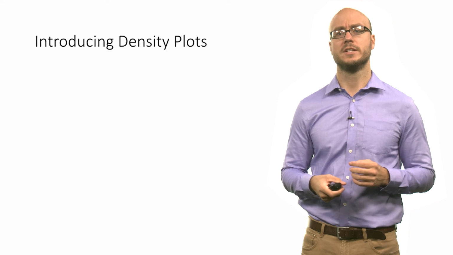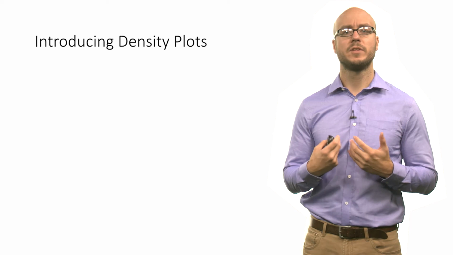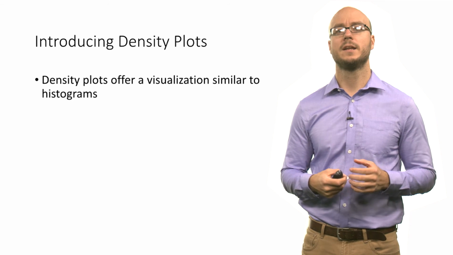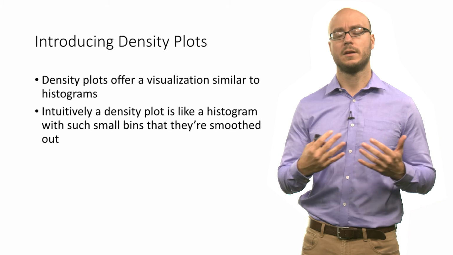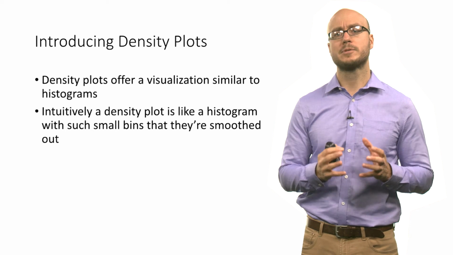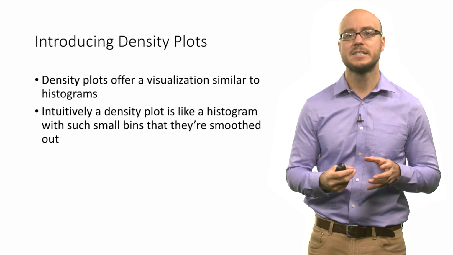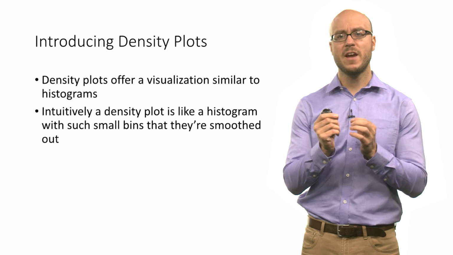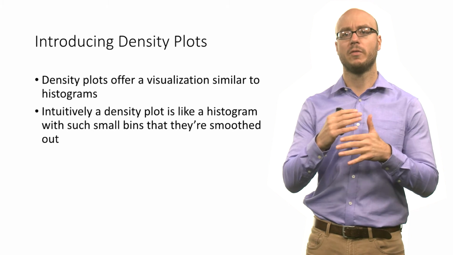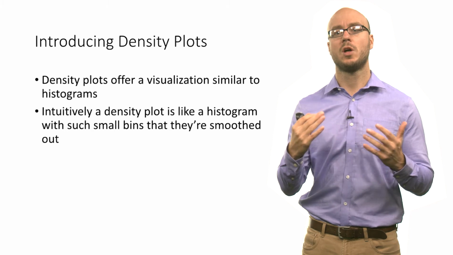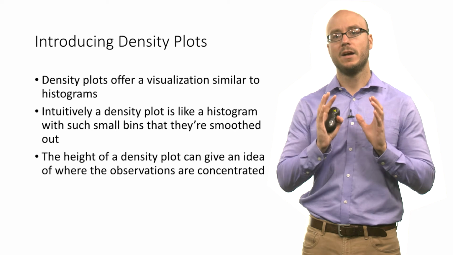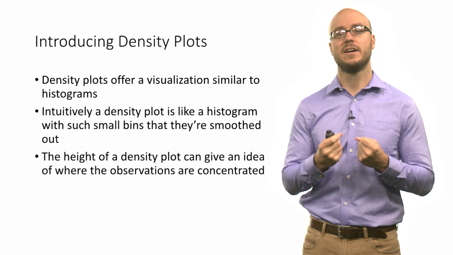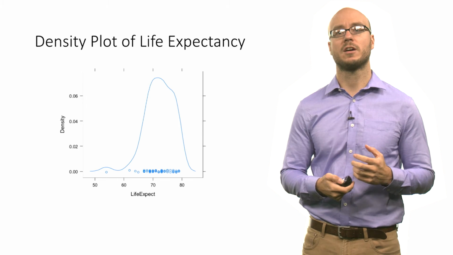An alternative to the histogram is something called a density plot. It is similar to a histogram, but it smooths out the number of bins. Conceptually, you can think of a density plot as a histogram with very, very small bins, so small that you just have a smooth line, a curve fit over the data points. The height of a density plot gives an idea of where the observations, the data points, are concentrated.